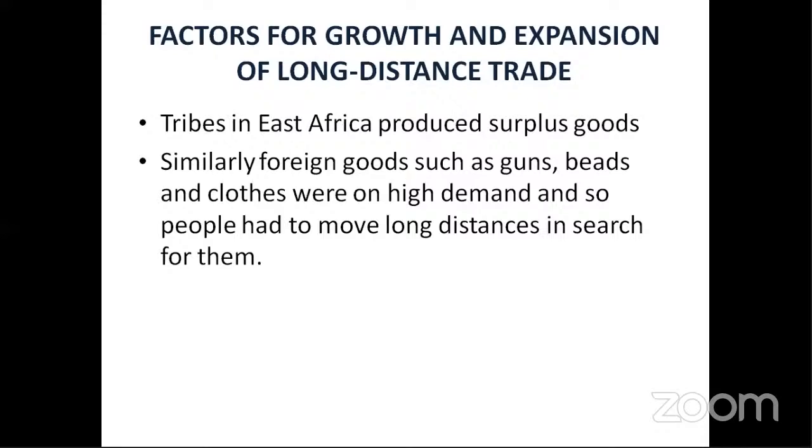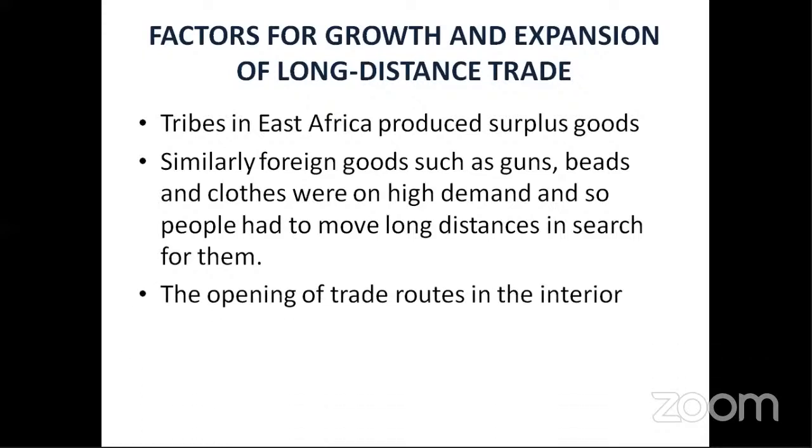The foreign goods from outside, such as guns, beads, and clothes, were in high demand. We have already explained that point. Okay, the high demand of the goods from outside. We have seen that one. The trade routes in the interior. Yes, I've explained that one. And of course, this facilitated the movement of the caravans, and the trade developed simply because of that.